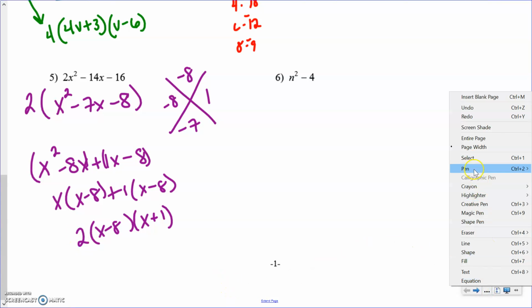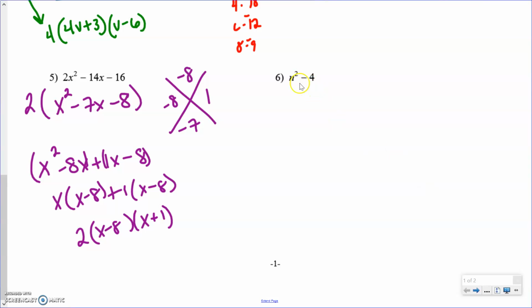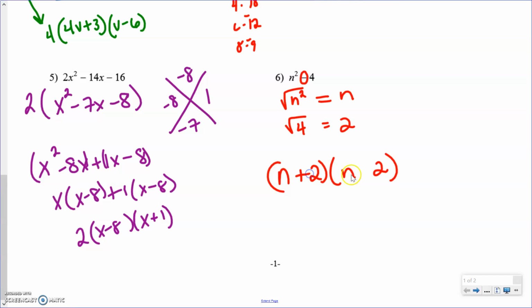Okay, last one I'm going to do completely through is this one. There's no GCF here, but there's 2 terms. So what I'm going to do is I'm going to see if I can take the square root of n squared, which gives me n. I'm going to see if I can take the square root of 4, which gives me 2. And then I have to have a minus sign there, otherwise this doesn't work. So I have n and 2, 1's plus, 1's minus. This is a difference of squares.